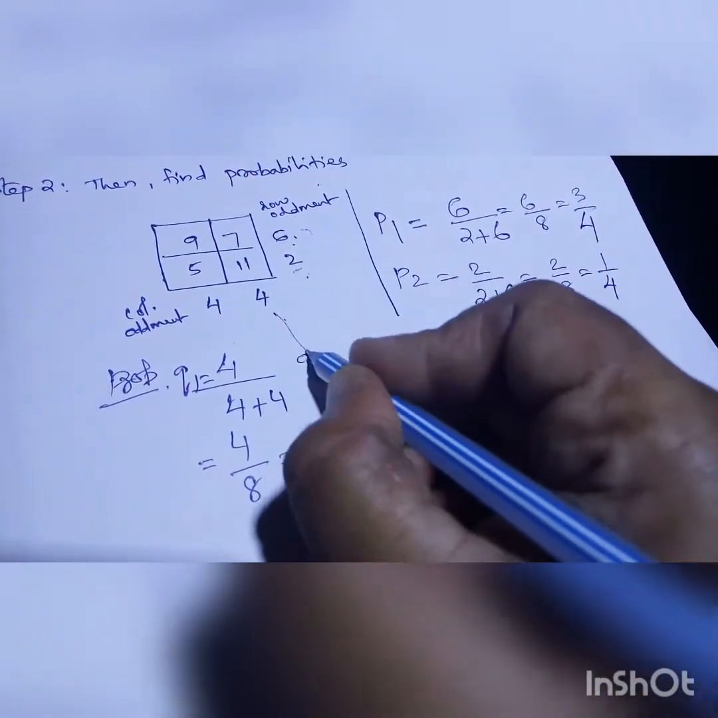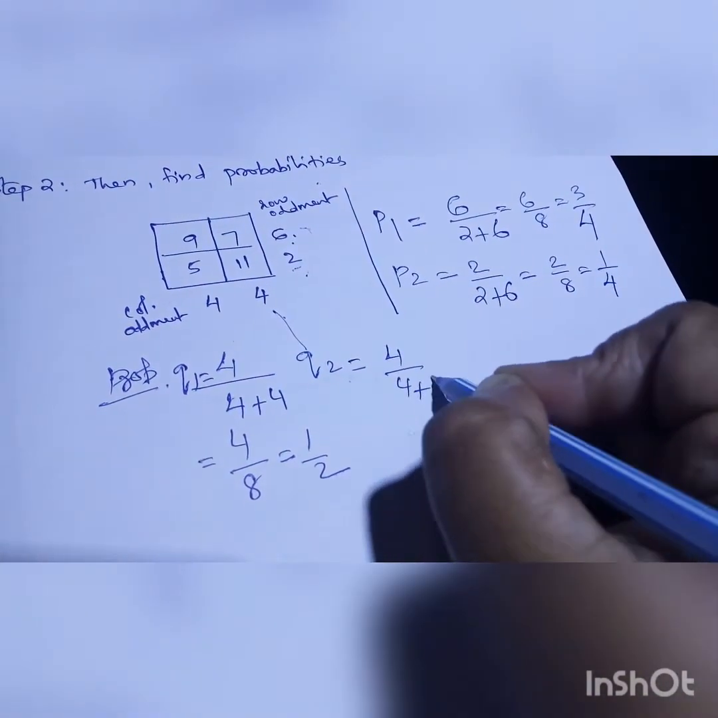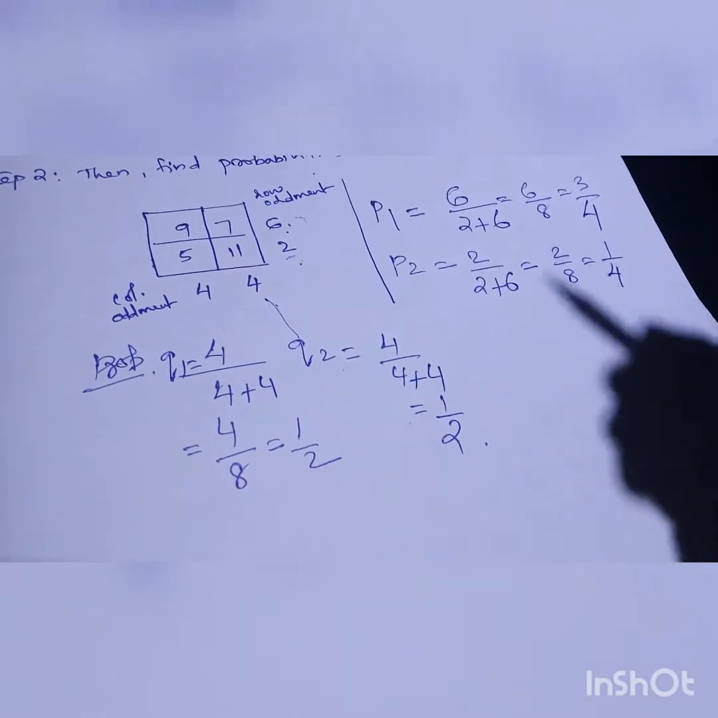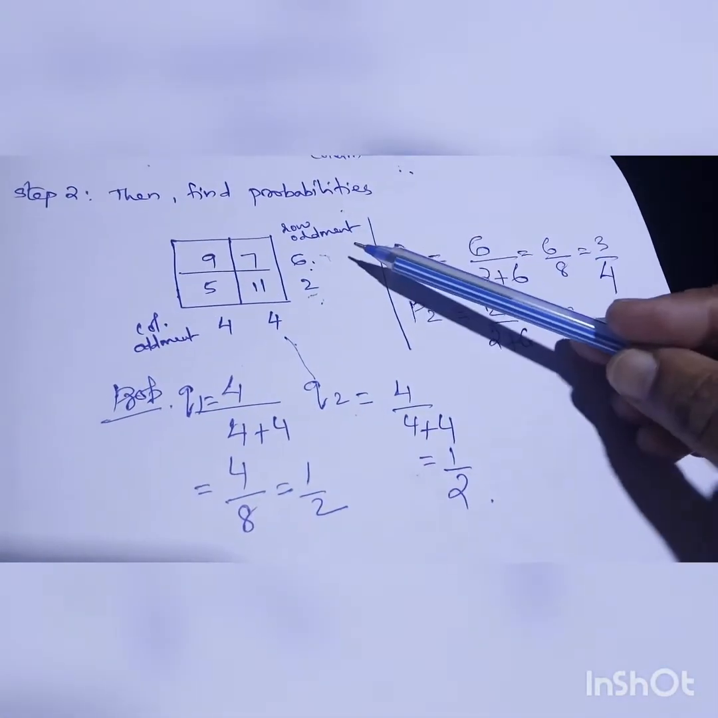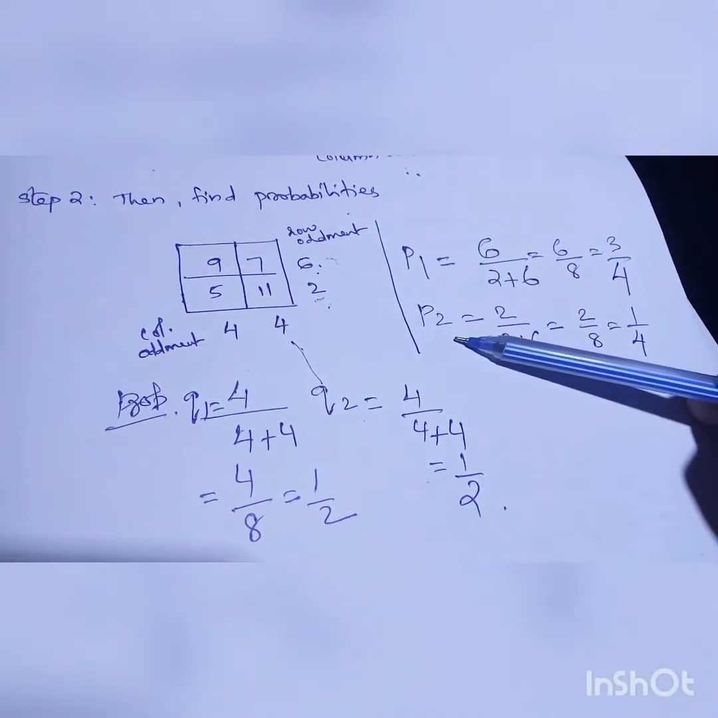Q2, for the second column, is again the same value: 4 by 4 plus 4, which is equal to 1 by 2. So you got the probabilities. Hope this much is okay. That is, find the row oddments, find the column oddments, and then find the probabilities.